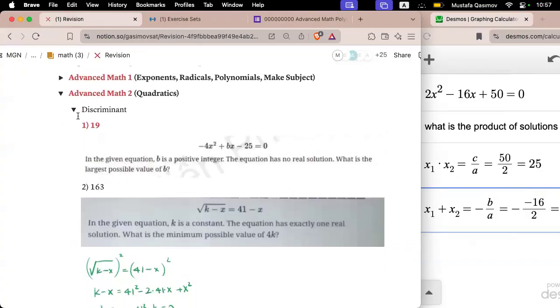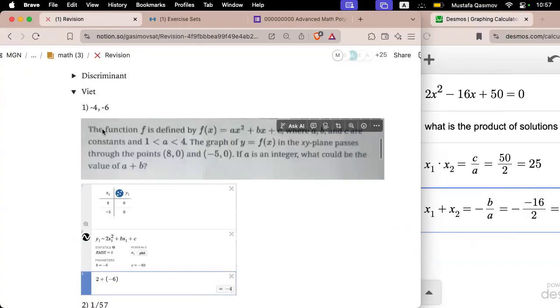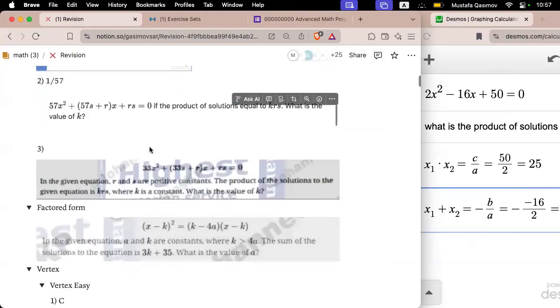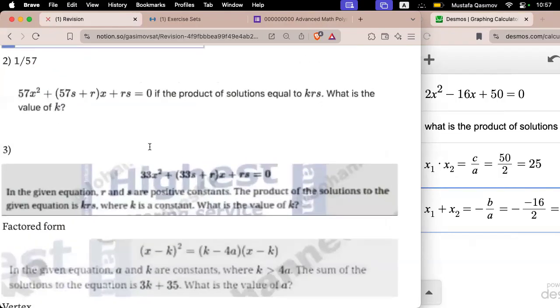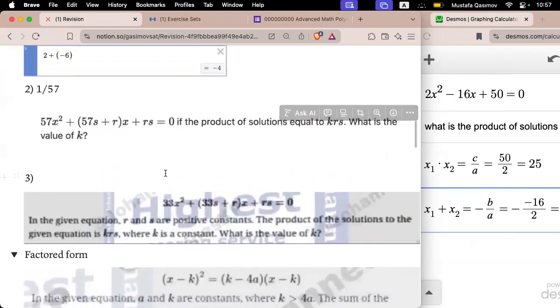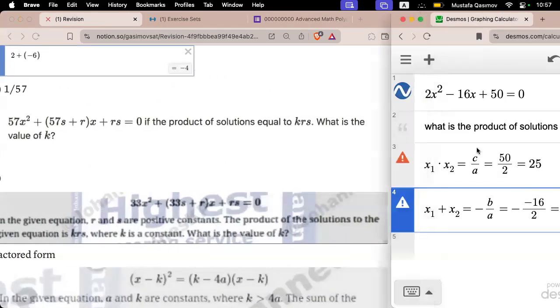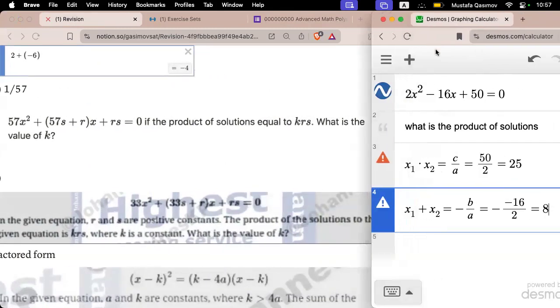In some questions, you have to use the discriminant. In some questions, you must use Viet. You don't need to use Viet, for example, the first one. So let's look at a question which we must use Viet. This one. Actually, you can solve this question without Viet.